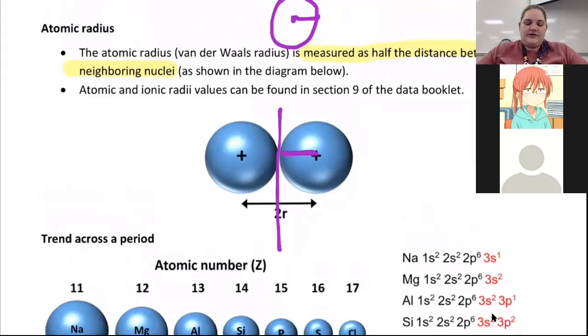If you need to look up values for atomic radii or ionic radii, either one, to help you answer open-ended questions, you can find them in the data booklet that you have access to on Canvas, in section 9. Section 9 has a periodic table, and on that periodic table, for every element, the atomic and ionic radii values are labeled, okay?